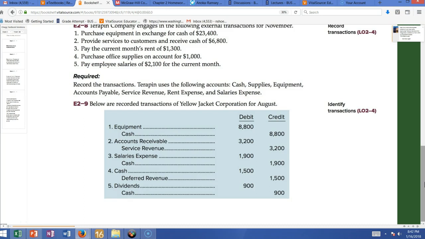Number 3. Paid cash for current month's salaries. Perfect. Number 4, a little trickier. Cash and deferred revenue. What happened? And why would we do this? Correct. We've not performed the service yet, but they gave us the money in advance. Perfect. That's what I'm trying to get at, is why. Okay? Perfect. Number 5. Who wants to take that?